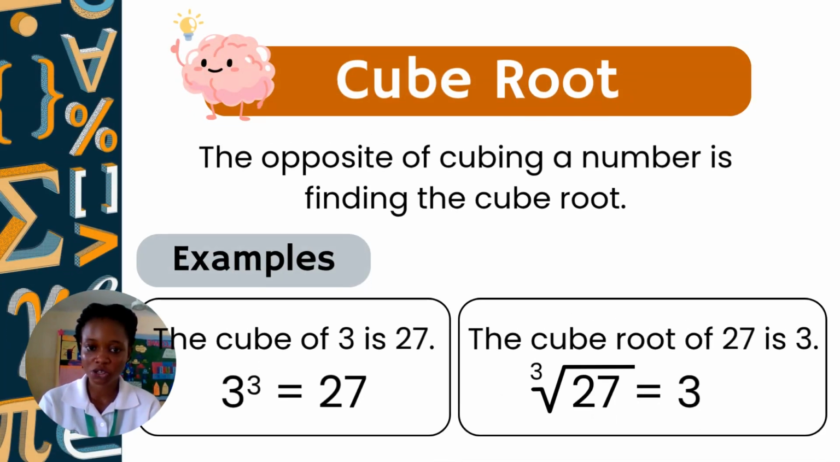That brings us to the next phase, which is what? Cube root. So just like square root is the opposite of square, cube root is also the opposite of what? Cube. So the opposite of cubing a number is finding the cube root. So if the cube of 3 is 27, definitely the cube root of 27 is what? 3. Very easy.